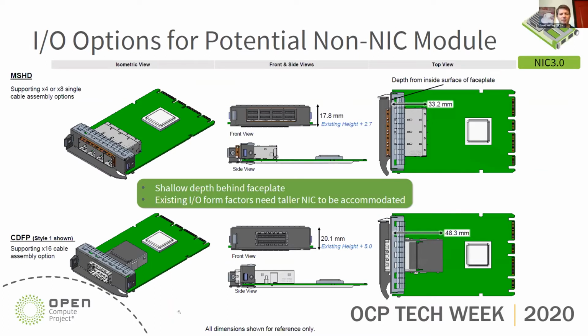As we first look at non-NIC use cases, what are the height constraints to adjust the faceplate just to support these IOs? Looking at mini-SAS HD, we are looking at potential height increases of the existing height plus 2.7. And this would be ideal. It's got a shallow depth behind the faceplate. And then we also look at CDFP, which could enable up to by 16 on a single port. This is also relatively shallow behind the faceplate, but would also be suitable for the existing faceplate height plus 5. And these dimensions we'll actually touch on because they align with some of the 400 gig NIC proposed heights in the following slides. Next slide, please.